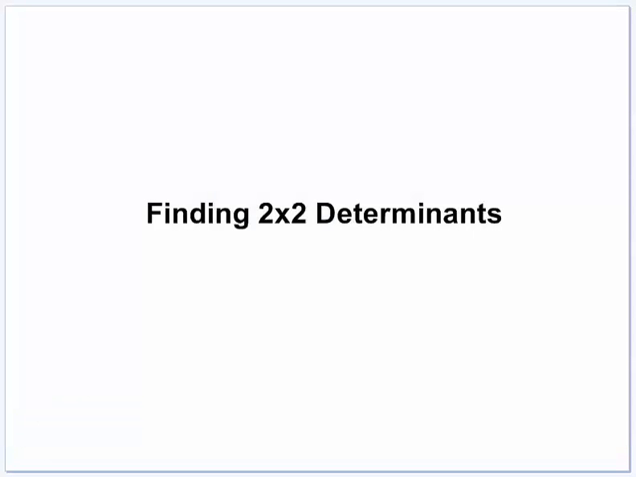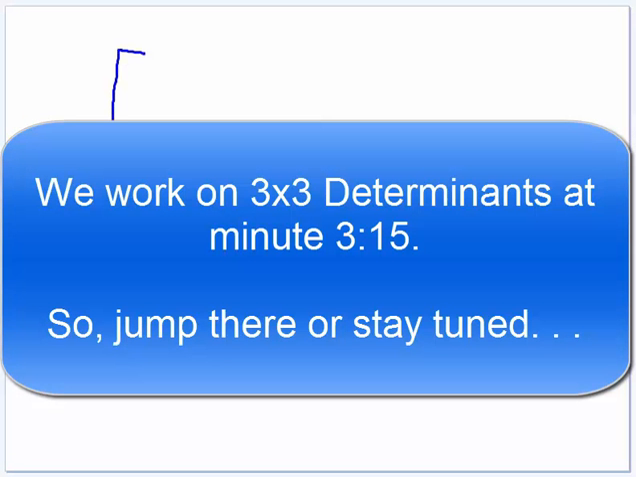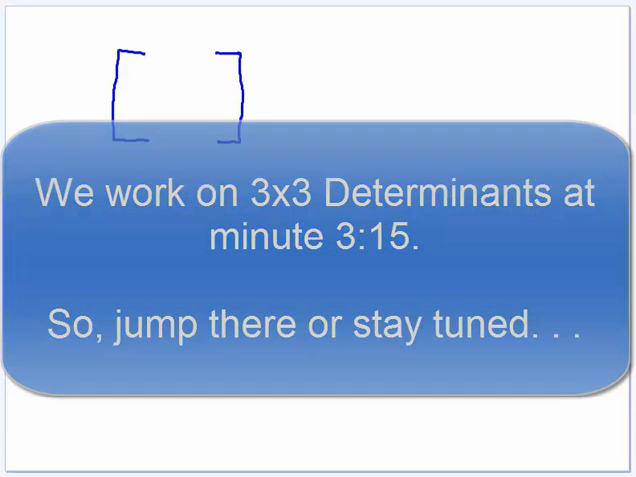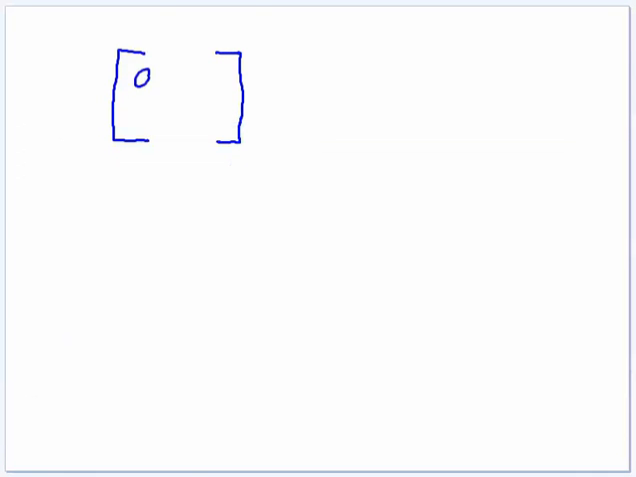Finding 2 by 2 determinants. Finding determinants involves a little bit of visual work, and sometimes it's good to use highlighters to just make sure that we know what we're doing. We want to go with the main diagonal, which starts at the top left and goes to the bottom right. And then we want to follow up with the diagonal that goes from the bottom left to the top right.